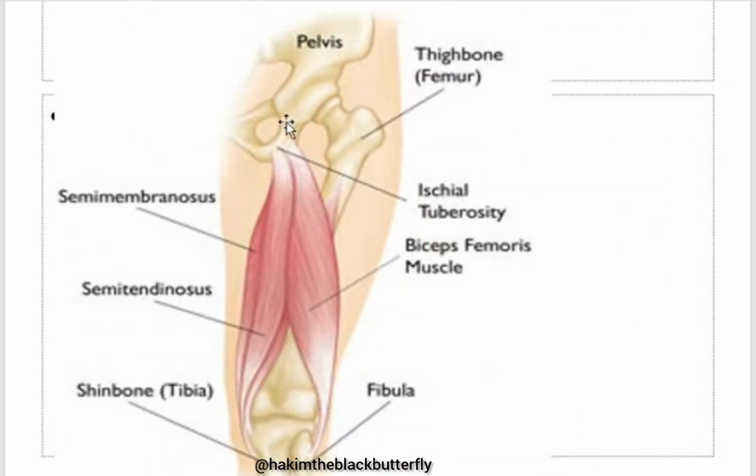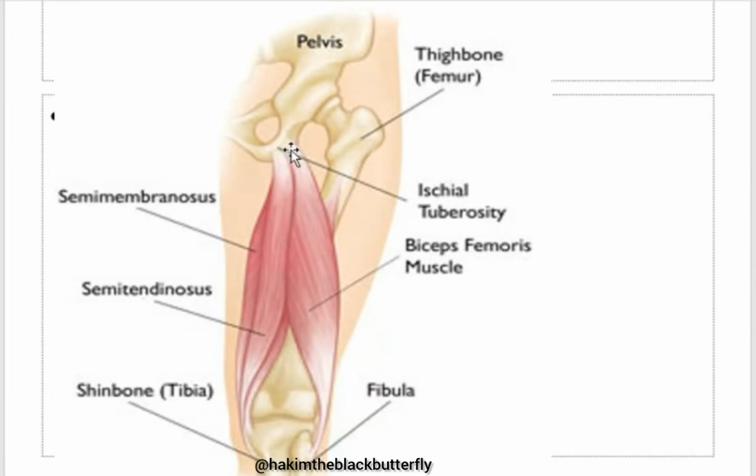When they contract forcefully, the ischial tuberosity can fracture. They can contract forcefully and pull off the ischial tuberosity. And when the ischial tuberosity breaks off as a result of the pull of the tendons of these hamstrings, we call that an avulsion fracture.